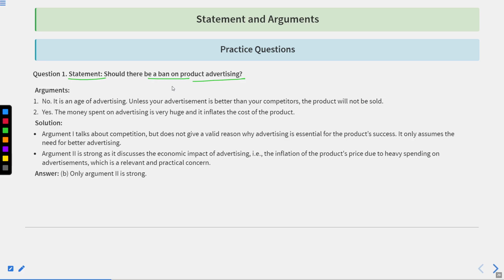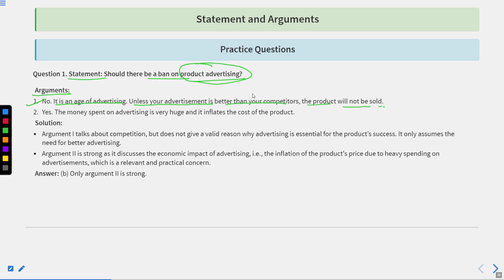The question says, should there be a ban on product advertising? This is saying that should we ban product advertising? The options are no. Argument first is saying no. It is an age of advertising. Unless your advertisement is better than your competitors, the product will not be sold.